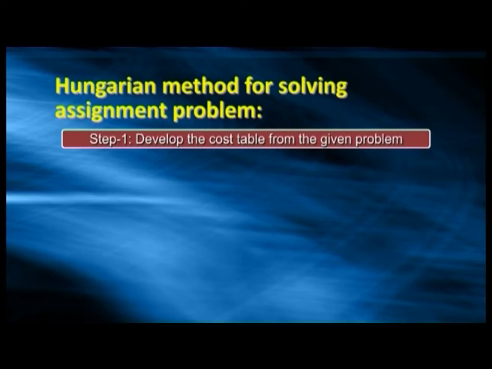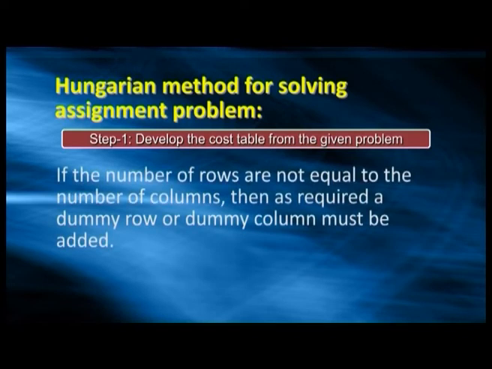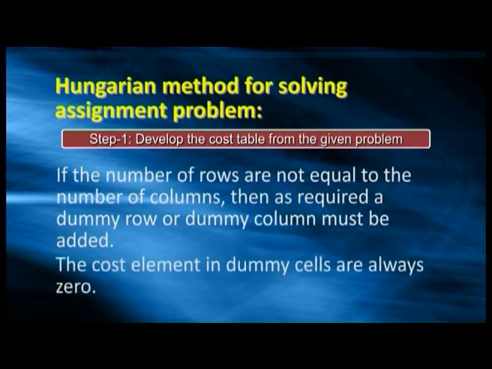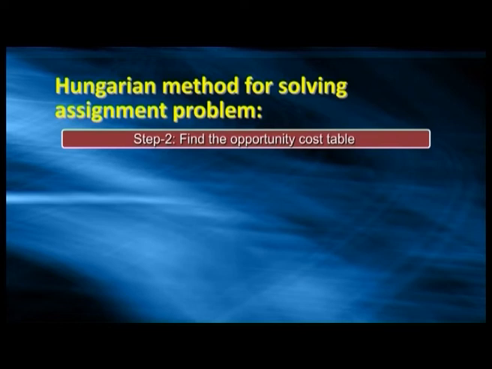The Hungarian method minimization case can be summarized in the following steps. Step 1. Develop the cost table from the given problem. If the number of rows is not equal to the number of columns, then as required a dummy row or dummy column must be added. The cost elements in the dummy cells are always 0. Step 2. Find the opportunity cost table.